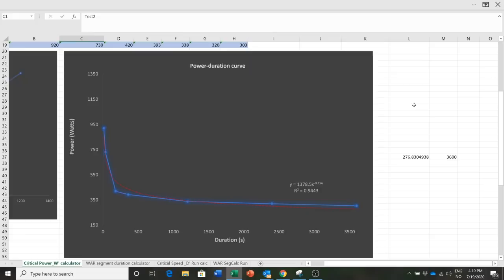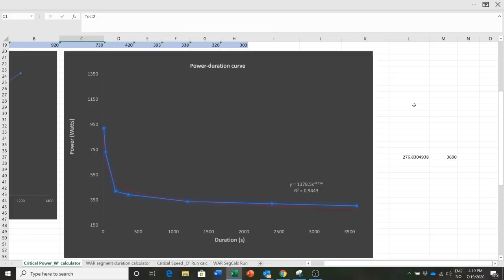This is just a kind of free-flowing discussion, but I'm using some tools to try to get at it. And then you can send comments on what you think. So let me go to the screen. Now you should see a power duration curve. This is basically my power duration curve.